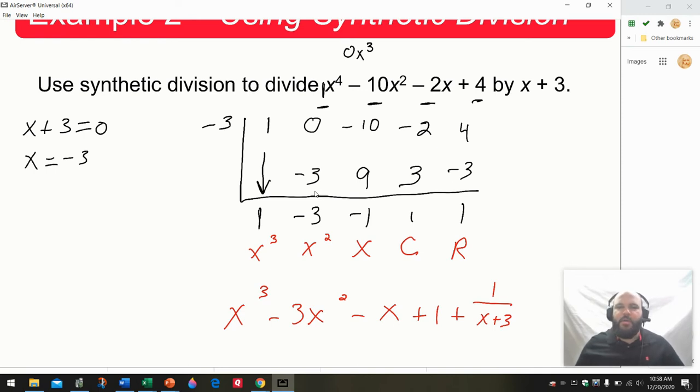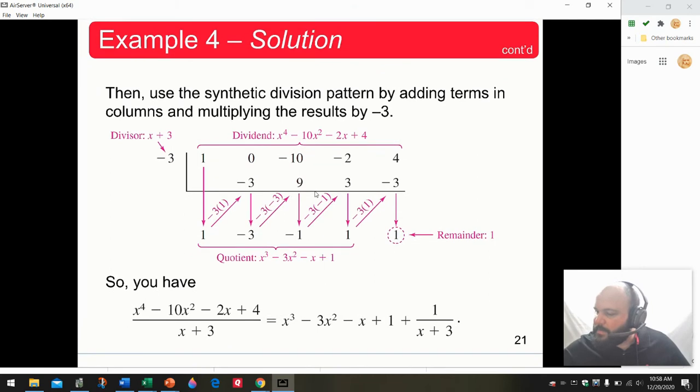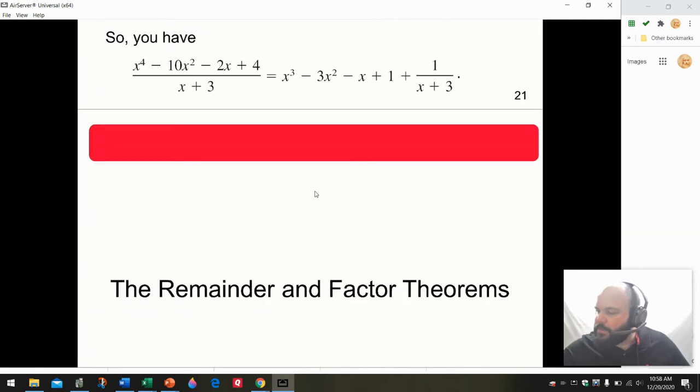Now, one thing to note about this is that this x plus 3 did not divide out evenly. It left us with a remainder. And that happens. That definitely happens sometimes. Now, these slides all just explain what I just showed you.